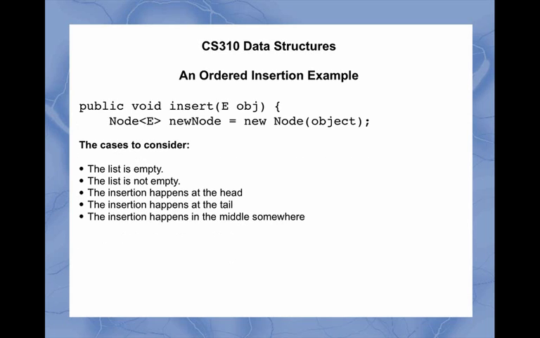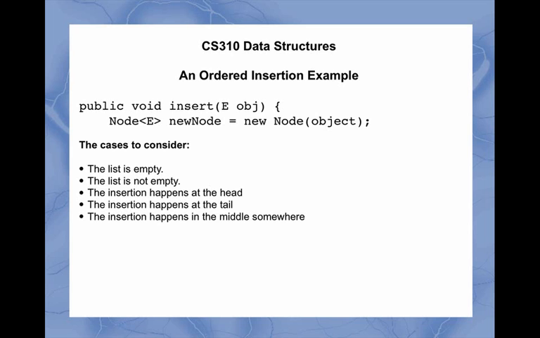So I'm going to do an ordered insertion example. We need to consider several cases. The first case is, what if the list is empty? What if the list is not empty? What if insertion happens at the head or the tail or somewhere in the middle? Now I should add that for an ordered linked list, we're not going to have a tail pointer. So perhaps I should have put, if insertion happens at the end. But you want to look at the cases, and you may or may not need to do something with each of those cases, but you do want to identify them first.